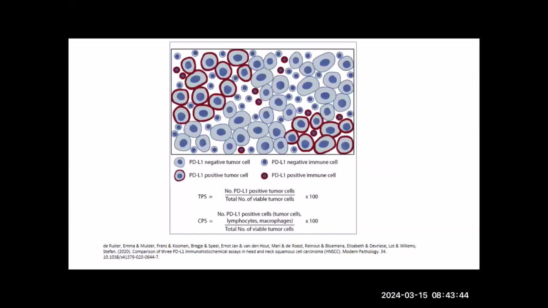So how do we calculate TPS and CPS? TPS is the total number of PDL1 positive tumor cells divided by the total number of tumor cells, times 100, expressed as a percentage of PDL1 positive cells. And CPS is the combined positive score. That is the number of PDL1 positive tumor cells plus immune cells, that is all the cells showing PDL1 positivity, divided by the total number of tumor cells, times 100.